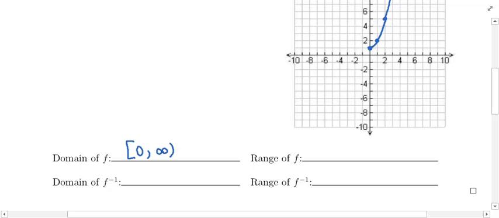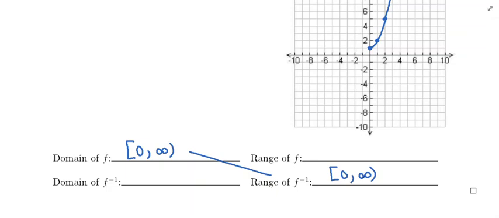As soon as we write this down, we know without even finding f inverse that the range of f inverse is going to be the same thing. Don't even waste your time trying to find the inverse right now. You know this information without having found the inverse. The domain of f will always be the same as the range of f inverse.